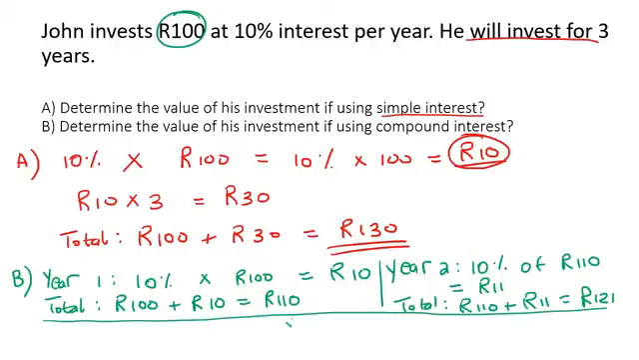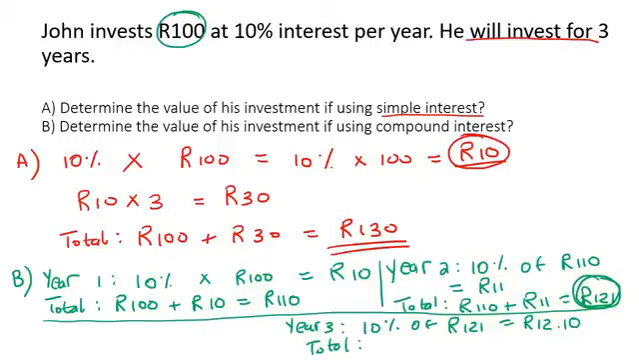When we go into year number 3, we do the same thing. We're going to take 10% of the new amount, which is this one over here. So how much is that? Well, if you work that out, that's going to give you 12 Rand and 10 cents. So how much would he have at the end of year 3? Well, you would say 121, which is what he started with, plus 12 Rand and 10 cents. And so that's going to be 133 Rand and 10 cents.